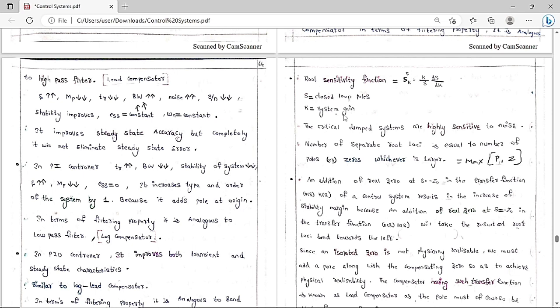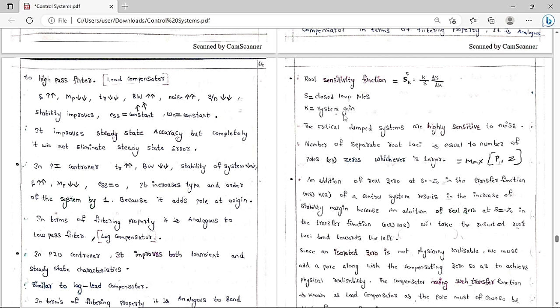Out of this, whichever is the maximum, that value is the number of root locus branches. So the number of separate root loci is equal to the number of poles or zeros, whichever is larger. I already told you, the number of root locus branches is always equal to the maximum value of P comma Z, where P means the number of open loop poles and Z means the number of open loop zeros. Whichever is the maximum is the number of root locus branches.